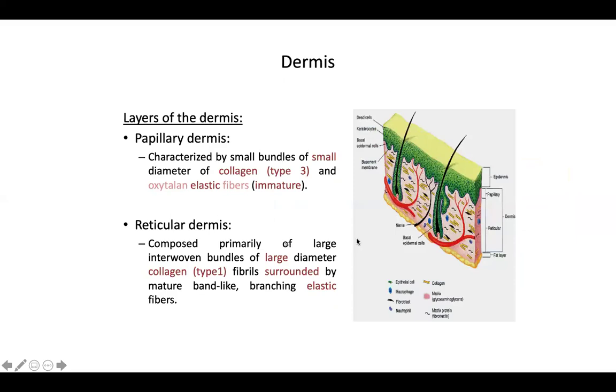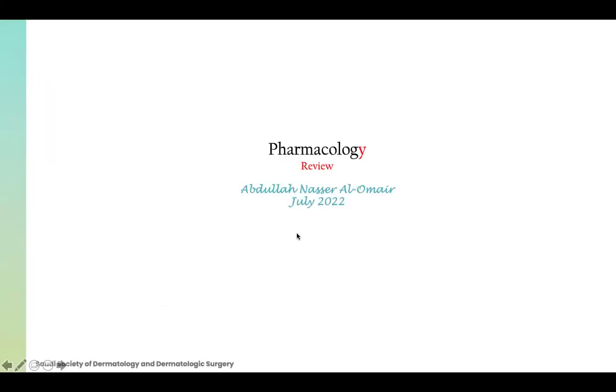The dermis, we have two layers of the dermis: papillary dermis and reticular dermis. They differ in the type of collagen. So collagen type 3 is usually in the papillary dermis. Collagen type 1 is usually in the reticular dermis. And these types of collagen are the ones that we try to improve when we inject biostimulators, okay? So that's why it needs to be injected in the dermis, because the fibroblasts are there. Okay. That finishes the anatomy part.